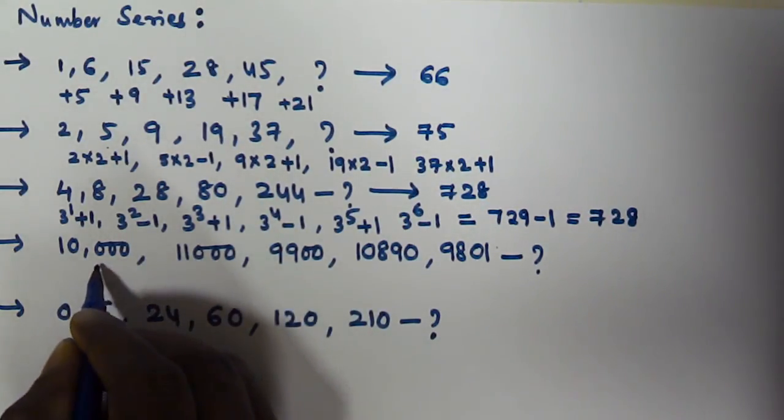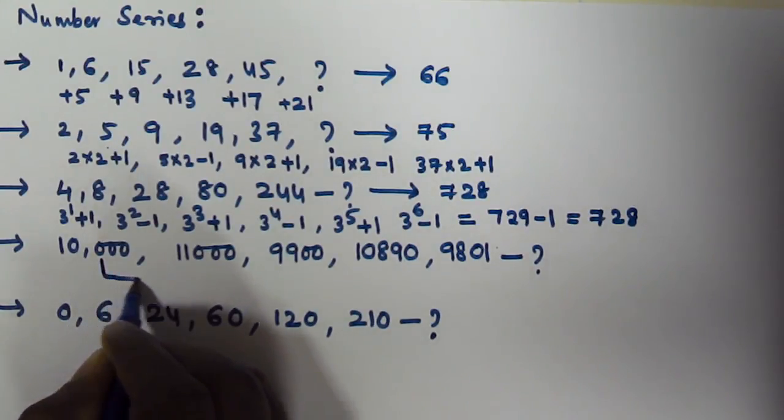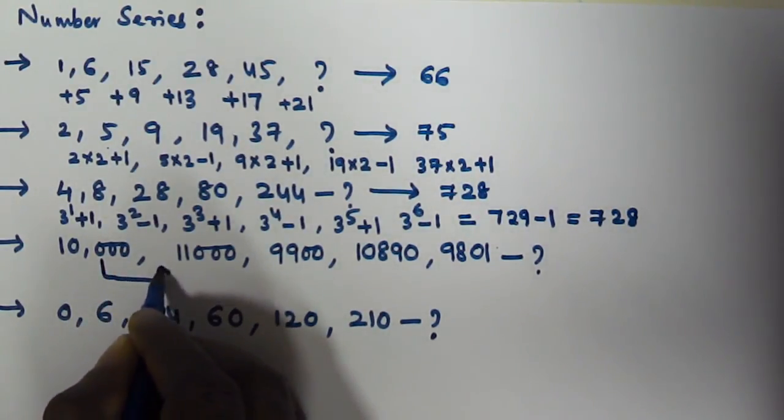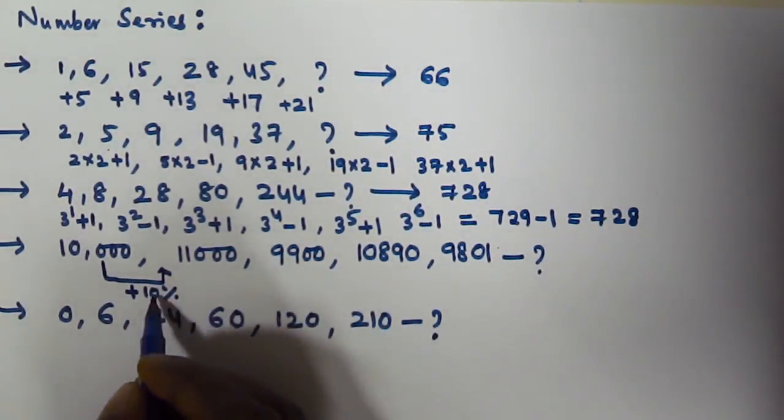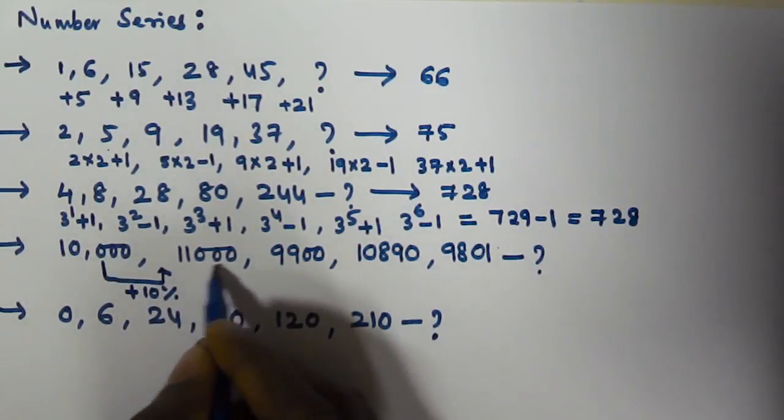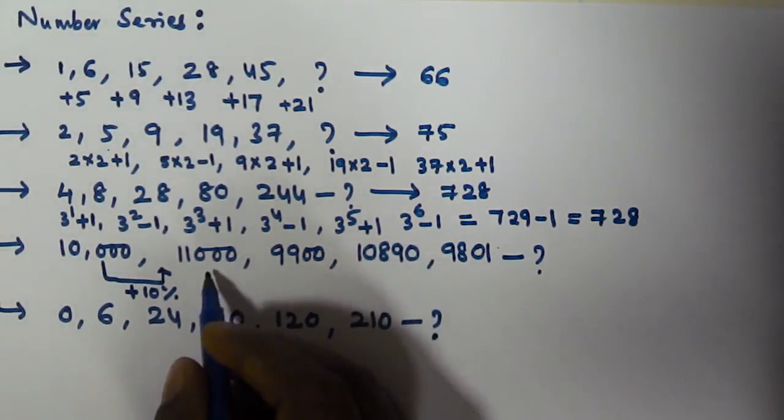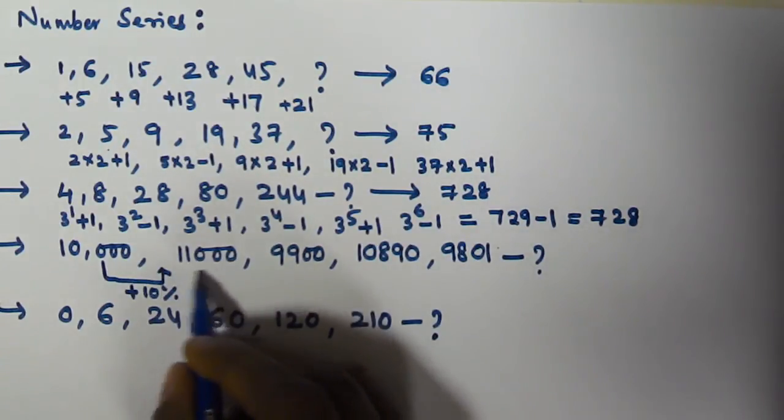So that means we are finding the 10 percentage of this one and adding to the same number, right? So we find the 10 percentage of this number and then we add to this number. So then we will get the second number. So here what happened actually? What is the 10 percentage of this 11,000? So that is going to be 1100.